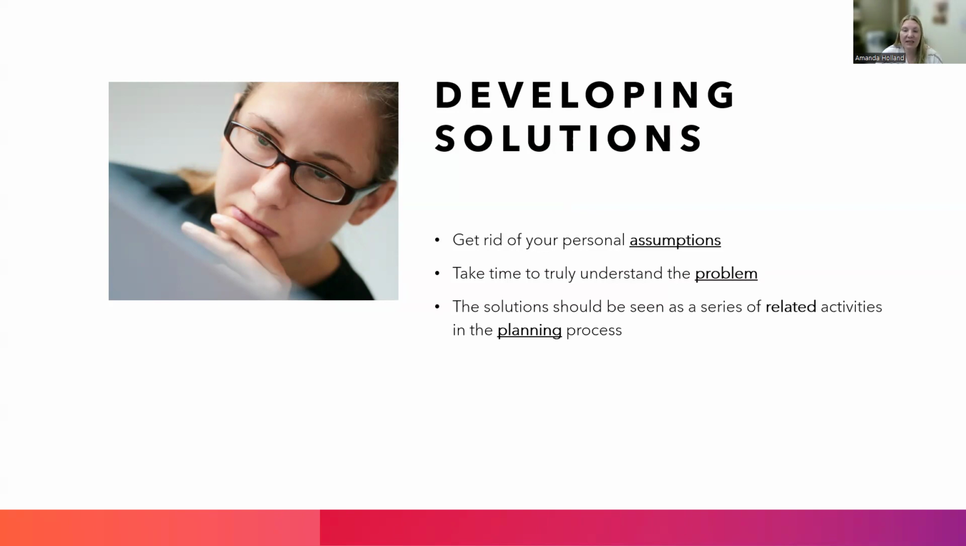So we want to get rid of those personal assumptions, first of all. The second thing is we want to take time to truly understand the problem and why it's a problem, and what we can do to help. The solutions should then be seen as a series of related activities in that planning process. So the solutions should be baby steps towards helping the solution.